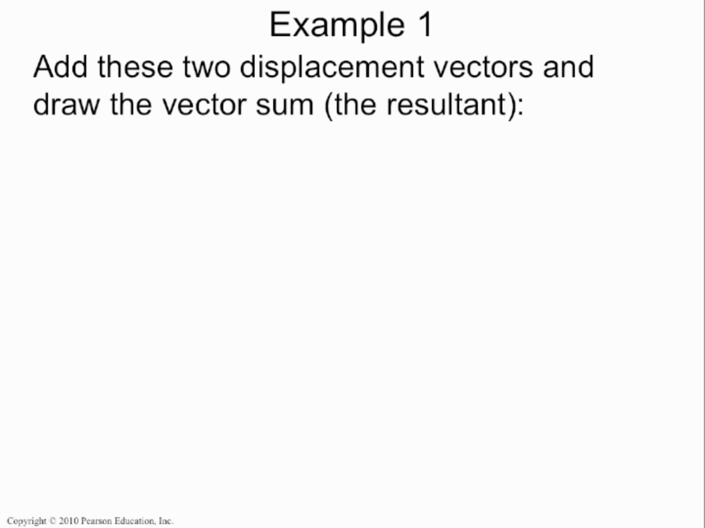Example 1. Add these two displacement vectors and draw the vector sum, or the resultant. So we have a 10-meter displacement vector that is going right, or east if you want. We have a 15-meter displacement vector going down, or south. And so what I want you to do is draw the vector sum. Okay, so pause the video, do that on your own, and resume when you have your answer.